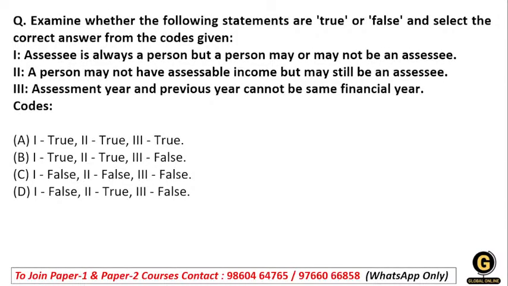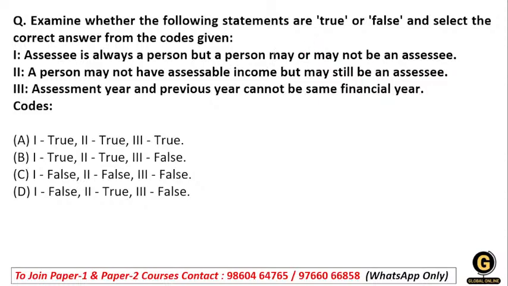Now the next question. There are three statements given to you in this question, and you have to find out which statement is true and which statement is false. First statement, the assessee is always a person, but a person may or may not be an assessee. Isn't it true or false?